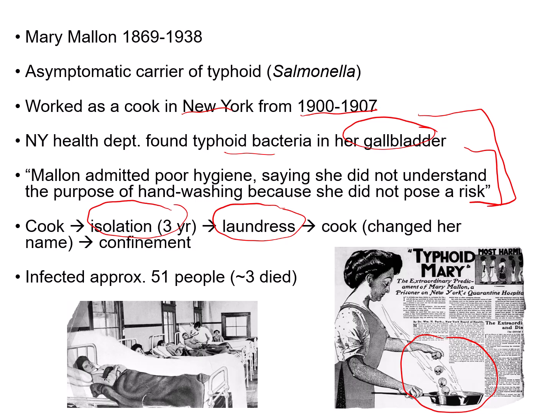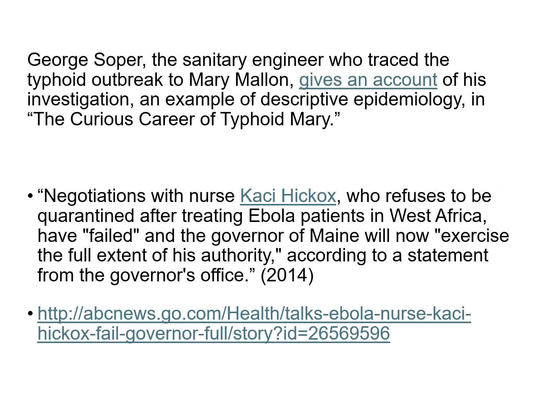So what she did was she changed her name and started working as a cook again. But again, as soon as she started working as a cook, more cases of typhoid came up, more people died. They found her again, and they put her in confinement for the rest of her life. And if you're interested, I cut and paste this directly from our book. That gives us a link to George Soper's direct account of his work with Typhoid Mary, with Mary Mallon.